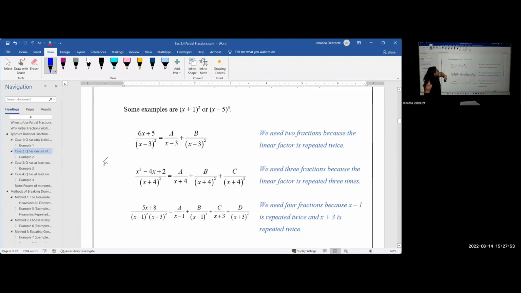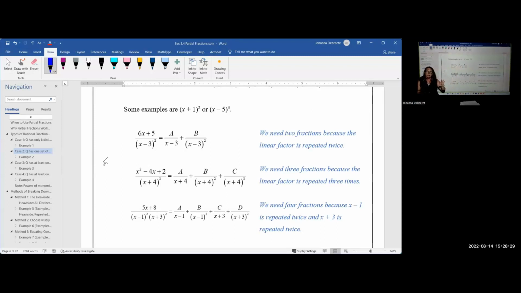So I have the expression 6x plus 5 divided by the quantity x minus 3 squared. X minus 3 is the factor that repeats. It's there 2 times. It's linear because it's x to the first minus 3. So it's a linear factor. So when we decompose this more complicated one on the left, we'll have x minus 3 to the first power plus x minus 3 to the second power. We need 2 fractions because the linear factor was there 2 times. And the numerators are unknowns.